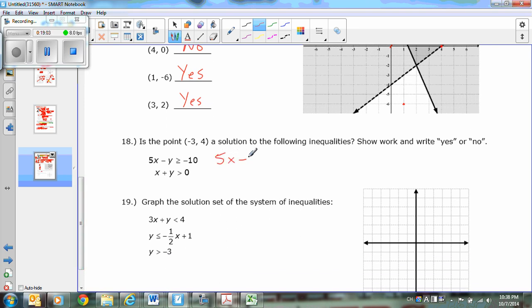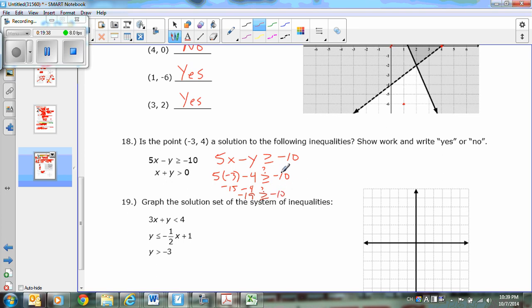5x minus y is greater than or equal to negative 10. So I'm going to go back and replace x with negative 3. So that would be 5 times negative 3 minus, I'm going to replace y with 4. And let's see if that is greater than or equal to negative 10. Let's do the arithmetic. Well, 5 times negative 3 is negative 15. And negative 15 minus 4 is negative 19. Is negative 19 greater than or equal to negative 10?